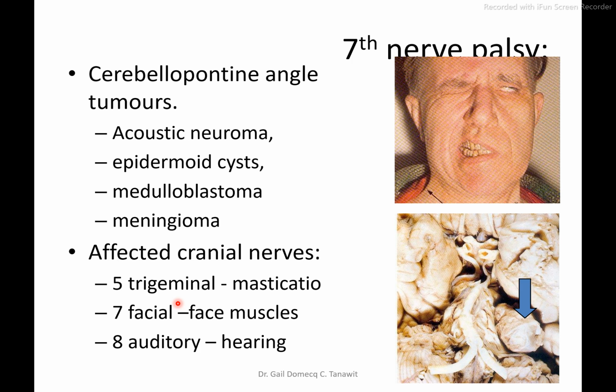Neurology is quite interesting. So, seventh nerve palsy can be due to these differentials: acoustic neuroma, epidermoid cyst, medulloblastoma, and even meningioma. The affected cranial nerve depends on the function: if mastication is affected, then it would be the fifth cranial nerve. If the facial muscles are paralyzed, it can be the seventh cranial nerve. If hearing, then it can be the auditory nerve.